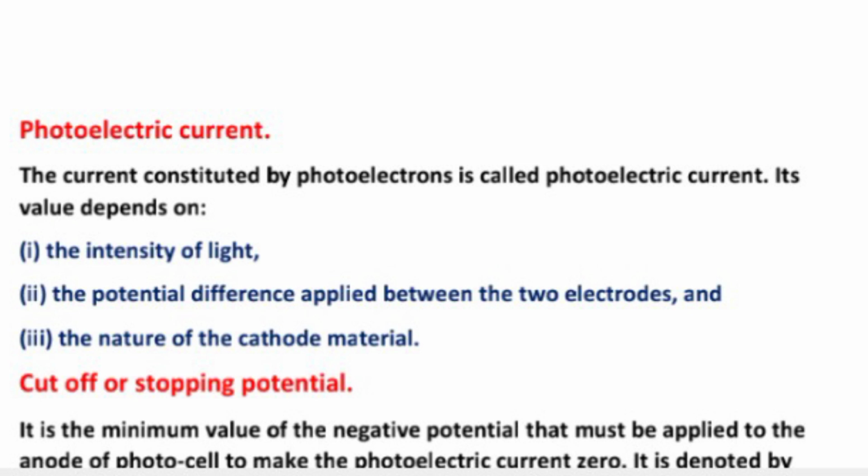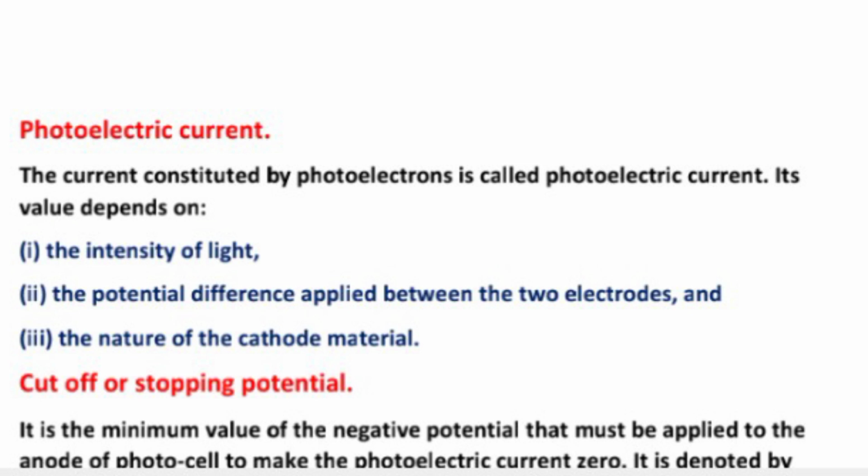Photoelectric current. What is photoelectric current? The current constituted by photoelectrons is called photoelectric current. Its value depends on, number one, the intensity of light. Second, the potential difference applied between the two electrodes. And third, the nature of the cathode material.